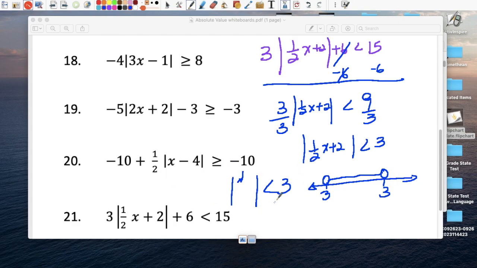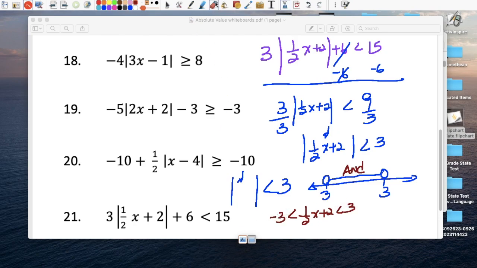So now the problem though is, what can I replace x with? Multiply by half, add 2, so that it's going to equal a number between negative 3 and 3. That's what I'm looking for, right? The values of x that will make that true. So this is an AND problem, right? So half of x plus 2 has to be between 3 and negative 3.